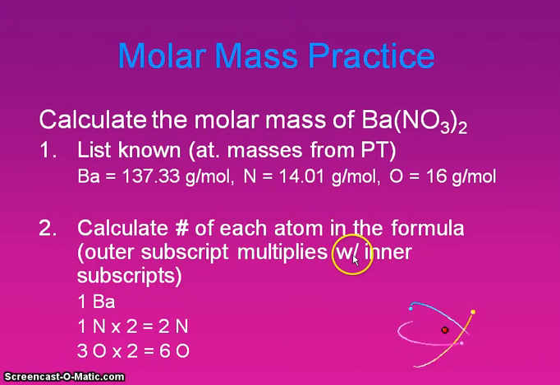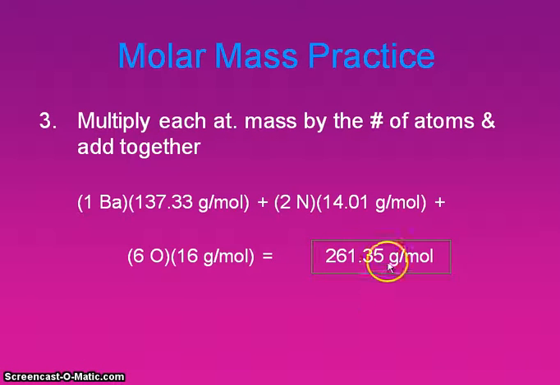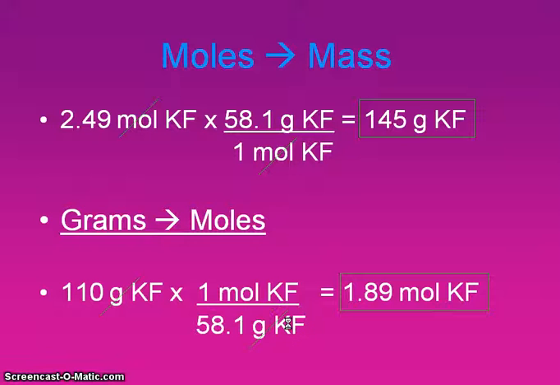So if we add up all of those values, then that's going to give us 261.35 grams per mole for the total molar mass of barium nitrate. So we're going to be using those molar masses as another conversion in addition to Avogadro's. So we use Avogadro's if we're dealing with atoms or molecules or formula units. We're going to use molar mass if we're dealing with moles and grams.